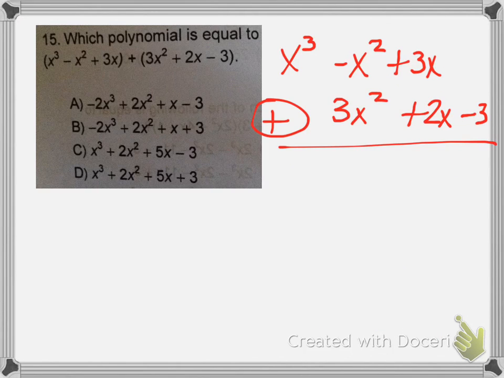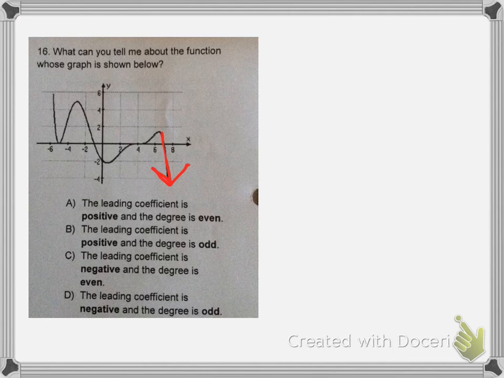Alright, this one again, very simple. You are adding. So I wrote it out already, lined up my like terms. That still is x to the third. These two add together to give you a 2x squared, a 5x, and where people will go wrong, it's a negative 3, not a positive 3. So C.